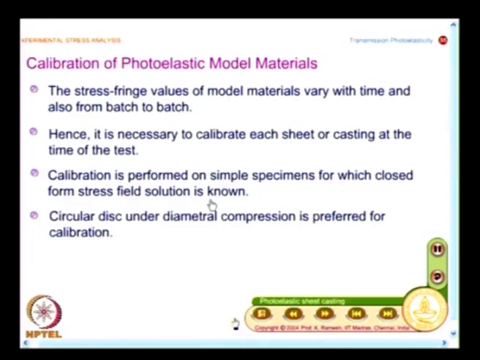because I should conduct the experiment as accurately as possible, so that I follow all the restrictions on loading and I find out what is the fringe order at the point of interest. I use this information to compare it with my analytical solution and find out the material stress fringe value. And mind you, the material stress fringe value has to be evaluated with sufficient accuracy.